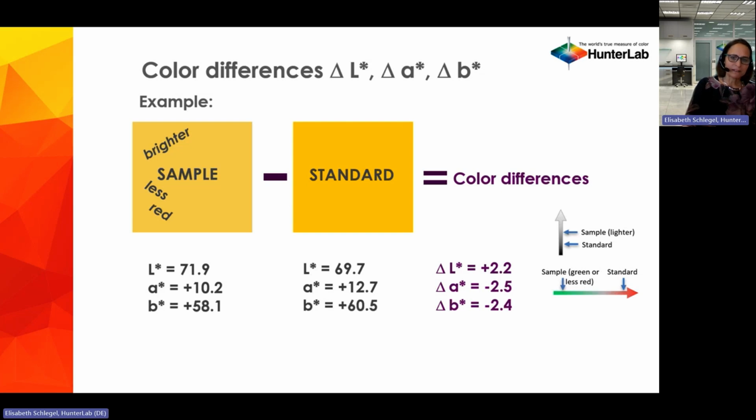And here for the B values, I have a 58.1 here and a 60.5 here. And when I'm making the difference here, I'm getting minus 2.4. And that means the sample is bluer or less yellow in our case, because the sample is on the left side here, more to the blue area. So these would be the differences.